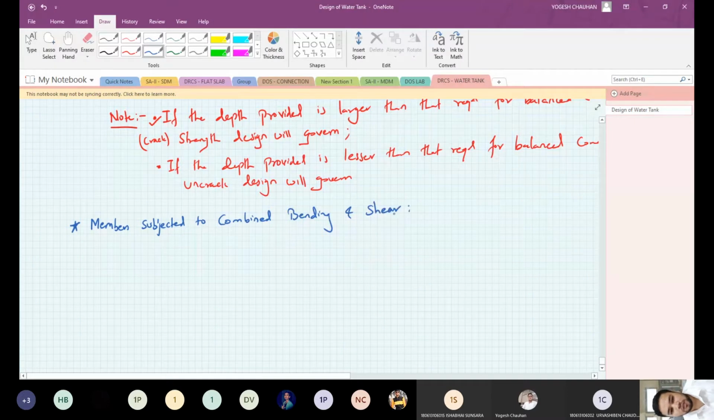We have first seen members subjected to shear, members subjected to tension only, and then we have seen members subjected to bending only. Now today we'll see members subjected to combined bending and tension. For members subjected to combined bending and tension, we have to satisfy one interaction formula.